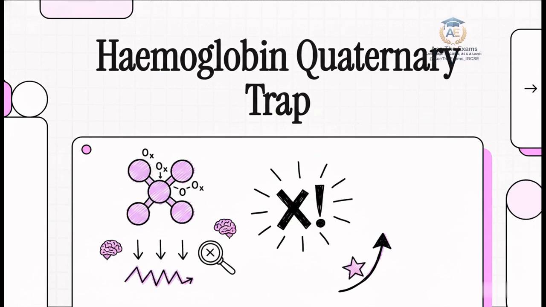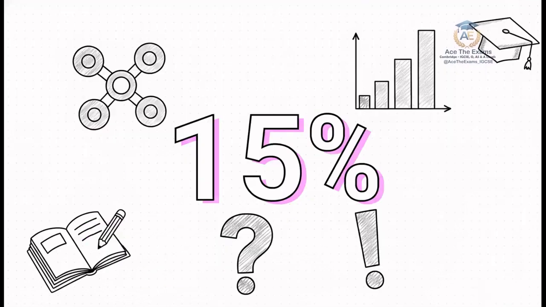Well, why does that happen? It's because there is a massive trap hiding right in plain sight, and today we're going to break down exactly how you can avoid it. Now, you really need to pay attention here because topic 2.3, that's hemoglobin structure and quaternary structure with heme groups, accounts for a massive 15% of the total marks in your paper 2 exam.